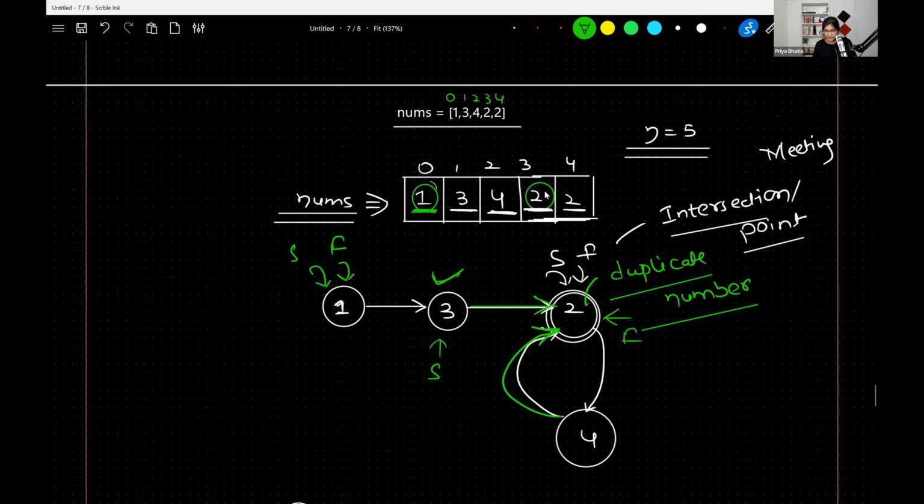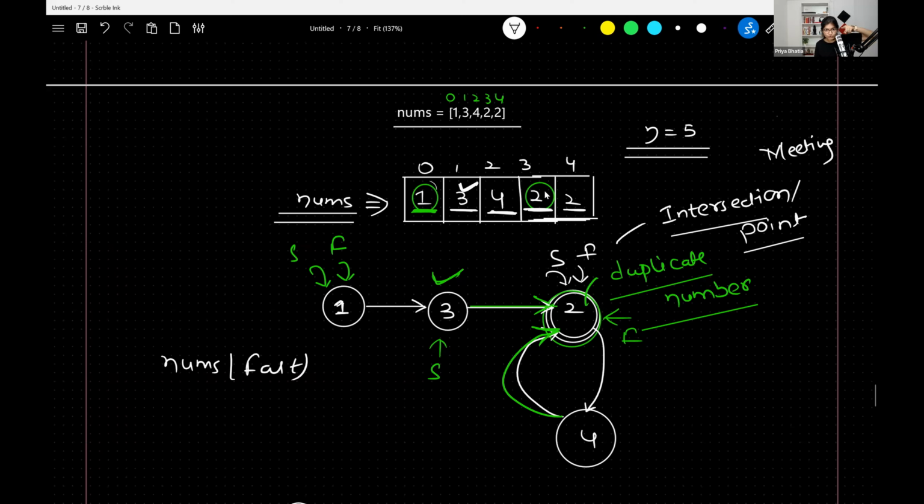How is this 2 coming up? Check it out. I want my fast pointer to reach 2, 2 steps at a time. So how is this 2 coming up? Where is your fast pointer as of now? 1, right? So you are saying nums of fast. What will you get as an answer? Nums of 1, which is 3.